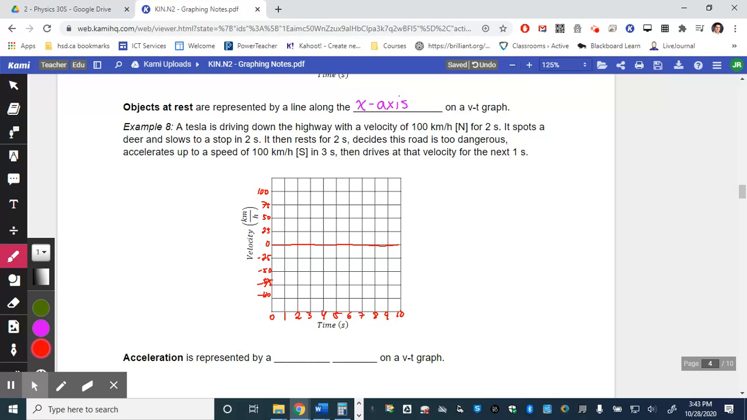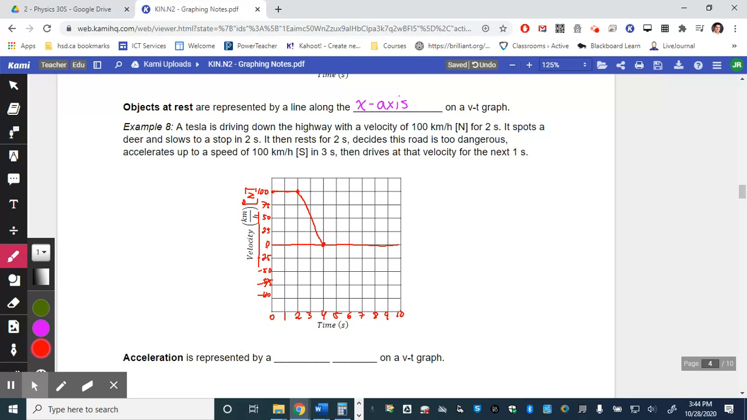All right. A Tesla is driving on the highway with a velocity of 100 kilometers an hour north for 2 seconds. Well, we got to make this north. It then spots a deer and slows to a stop in 2 seconds. Okay, so let's draw this. Starting here at 100 kilometers an hour, he's going 100 kilometers an hour for 2 seconds, and then slows to a stop in 2 more seconds. 2 more seconds later, he's going to be stopped. That means his speed is 0. Remember, we're plotting speed, and so he has to slow down in 2 seconds.